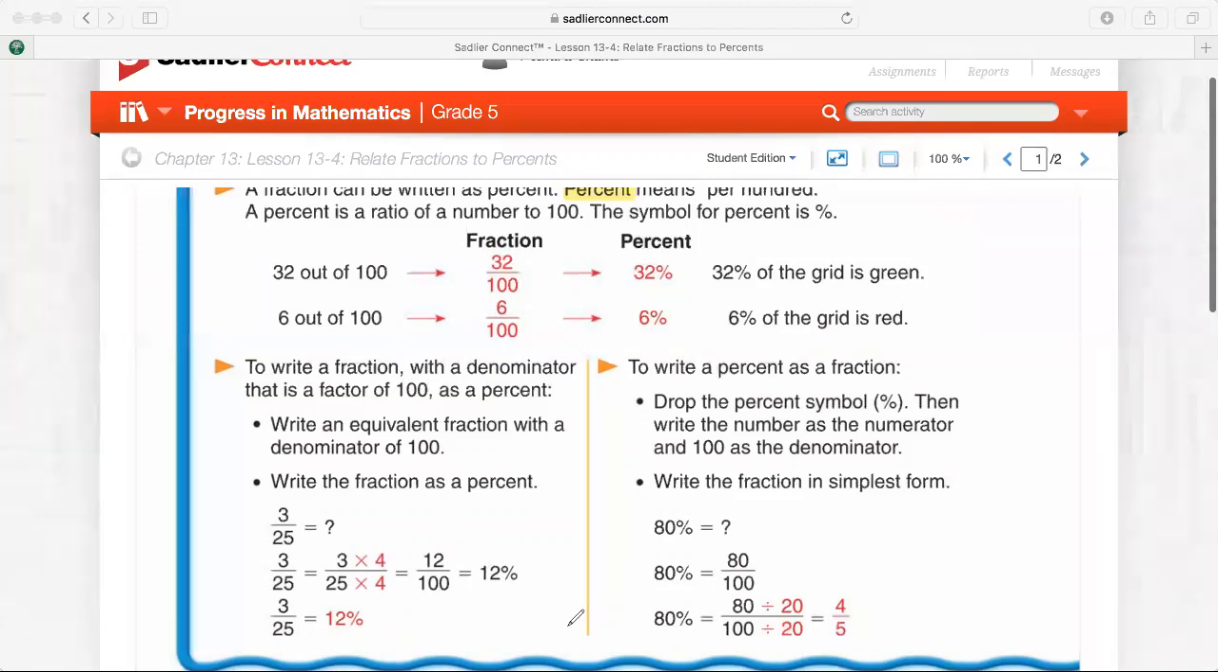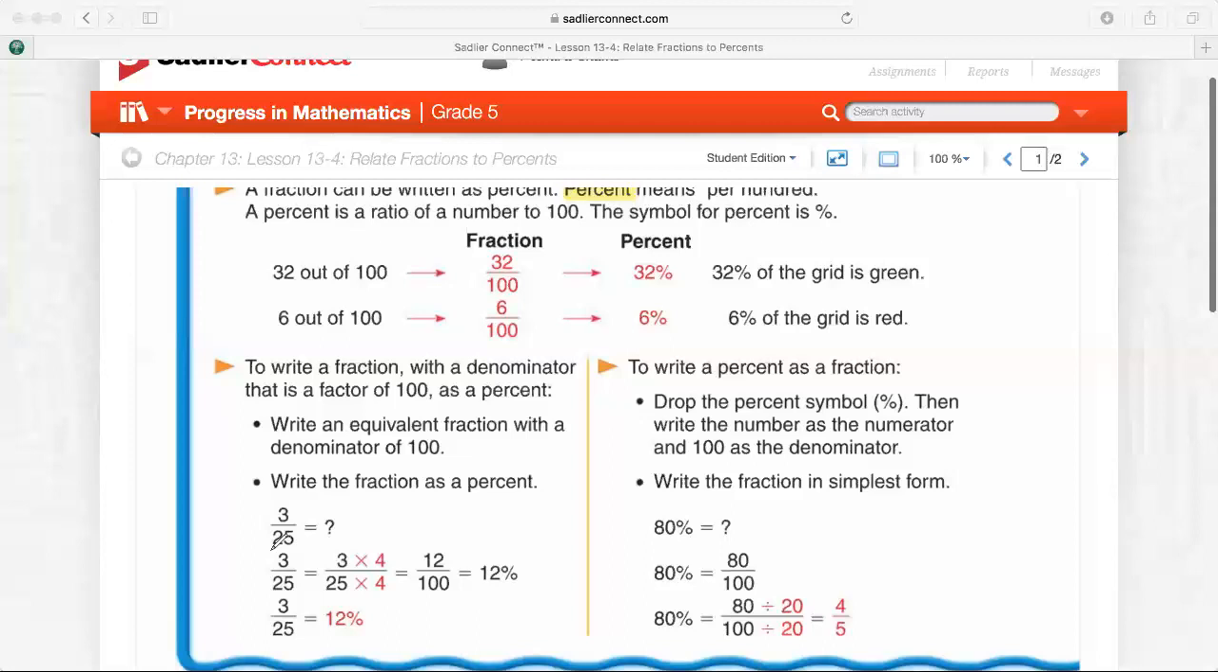So now I got 100 in the denominator. So now it's easy to put the percent symbol. Why? Because I have 100 in the denominator. Again, I'm going to say it. If I don't have 100 in the denominator, I have, for example, 25, I cannot say 3%. So what I'm going to do, I'm going to do 2 things.